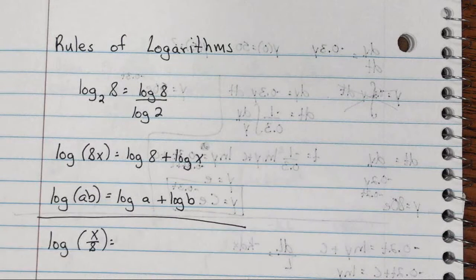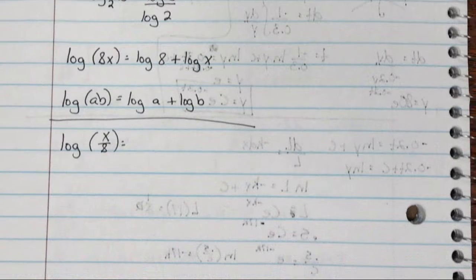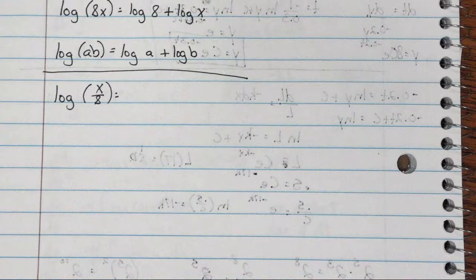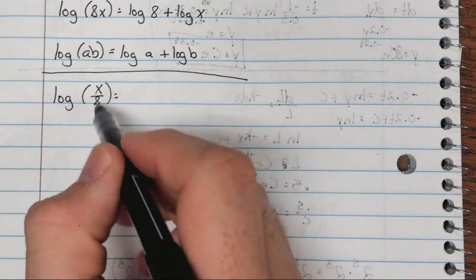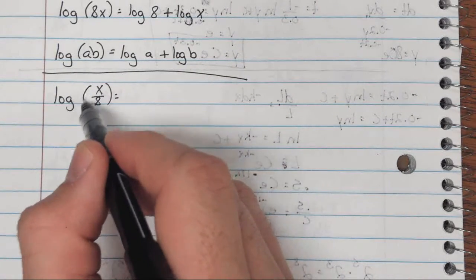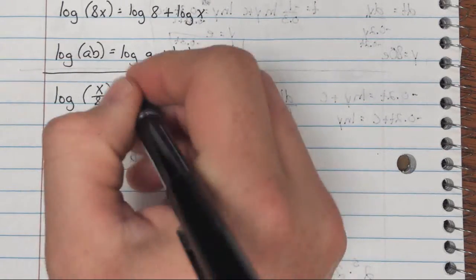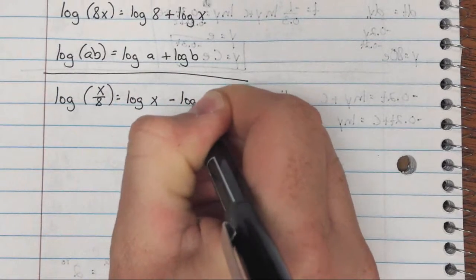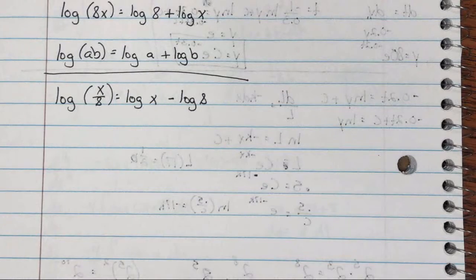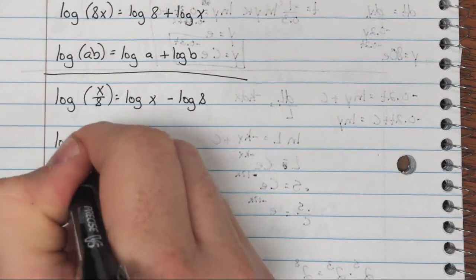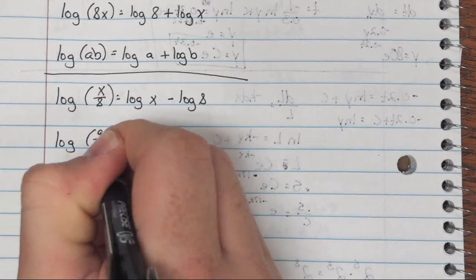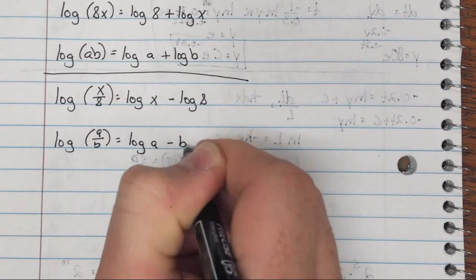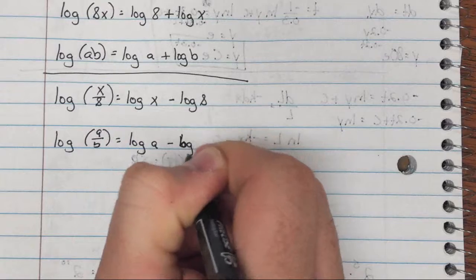Second rule is your quotient rule. And if you understand the product rule, you probably can figure out what the quotient rule is about to say. The logarithm of two things that are being divided can be split into the log of the top minus the log of the bottom. So the log of A divided by B is the log of A minus log of B.